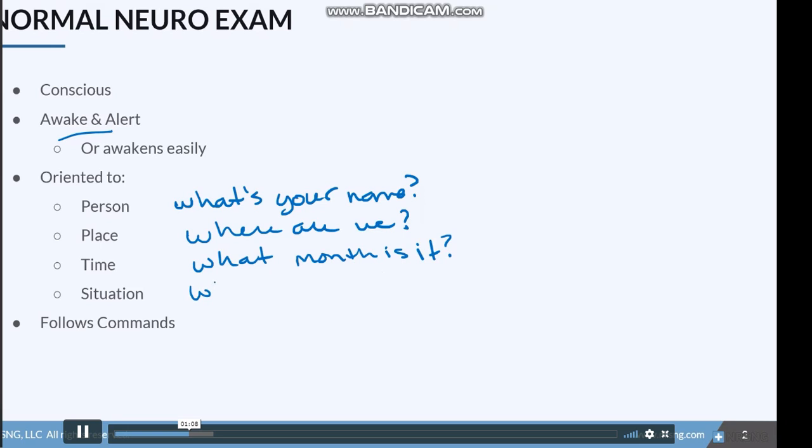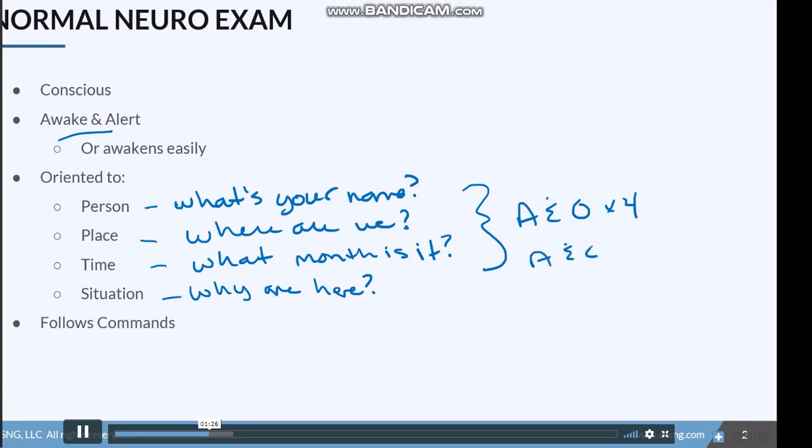And then we'll ask them something like, why are you here? Or why are you in the hospital? And that will give us orientation to person, place, time, and situation. Now, if they get all 4 of these right, we're going to say they are alert and oriented times 4. Now, some facilities don't actually use situation, so you would just say alert and oriented times 3, and that would still be appropriate. And then, of course, somebody who is alert and oriented is able to follow any commands that you give them.